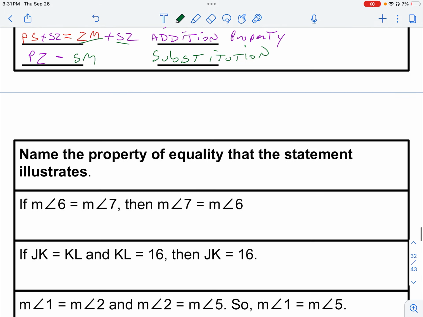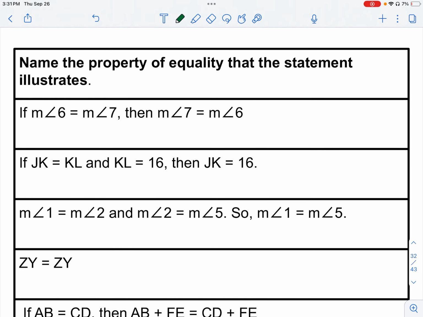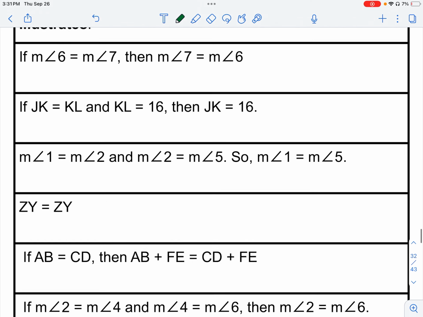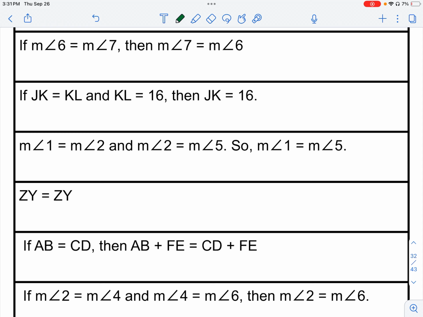All right, this one should go pretty quick. Name the property of equality that the statement illustrates. Go ahead and pause the video, solve it, and then we'll talk it through together and I'll show you the answers. Welcome back. All right. Measure 6 equals 7, then 7 equals 6, so that's just reversing it. That is our symmetric property.